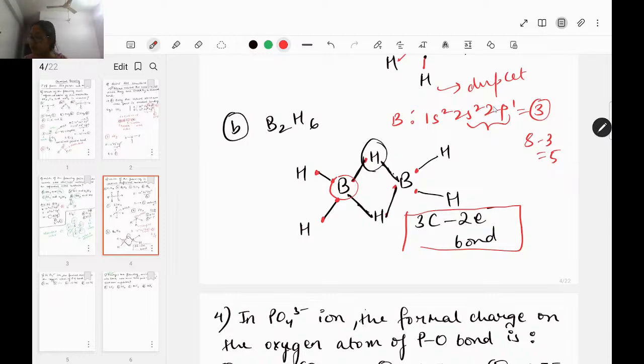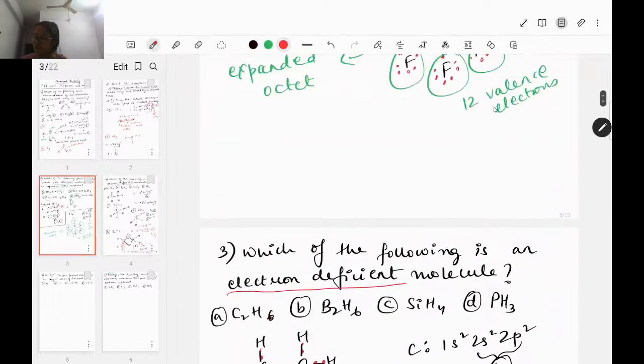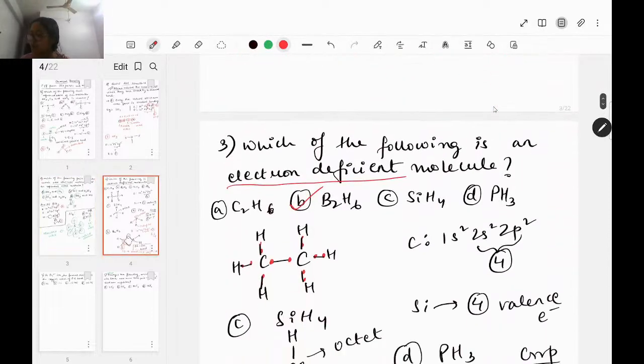So now you can see whether boron has its octet complete. Let us see that. The number of electrons present around boron is 1, 2, 3, 4, 5, 6, and here there are no electrons. Since there are no electrons, there are only 6 electrons in the outermost valence shell of boron. So what can we say? That boron has not completed its octet. No octet. That means, what was the question? This B2H6 molecule is electron deficient. So the answer is B over here. B2H6 is electron deficient. I hope you are getting it.